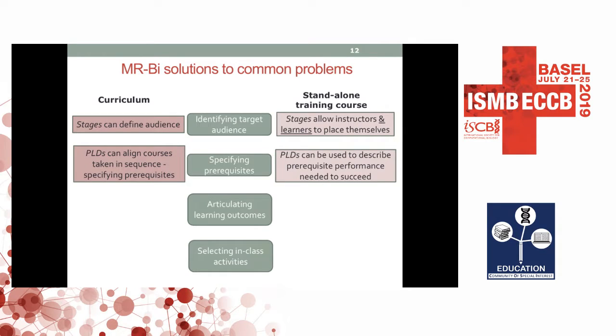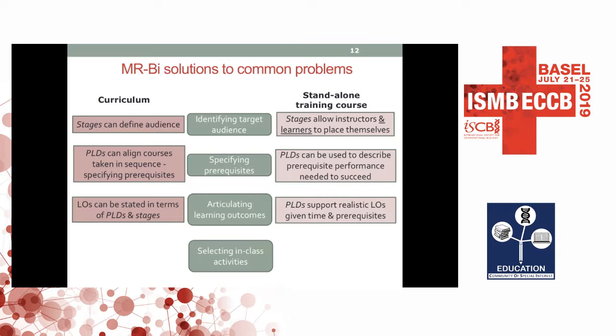So, specifying prerequisites: we believe that the performance level descriptors can be used to describe the prerequisites needed to succeed in the course that you are providing. The learning outcomes, again, I can't stress this enough, and you know this, everything stems from the learning outcomes. And here the PLDs support realistic learning outcomes, because we all know that we always want to push more into a course than is maybe realistic, right? So the rubric can help you keep your goals realistic, given the time and the prerequisites that you already have.